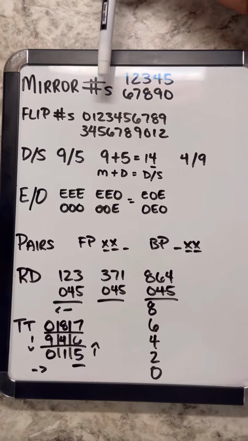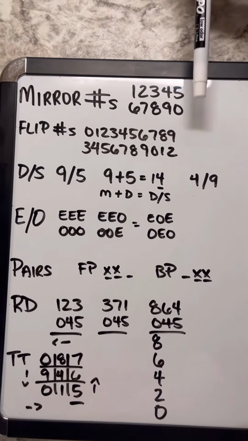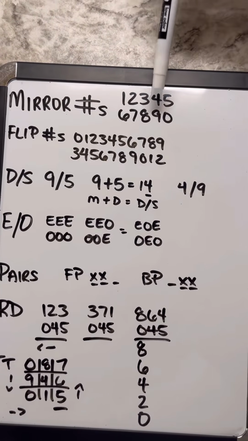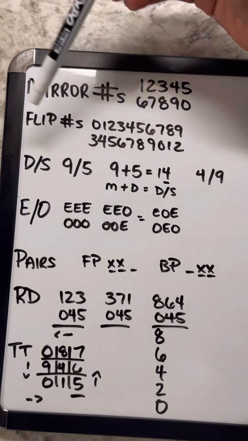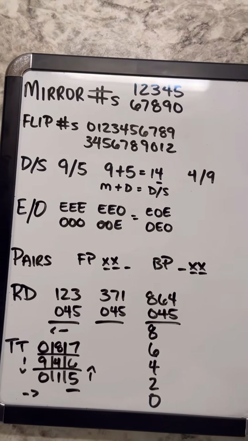So we got the mirror numbers. The mirror numbers are 1 through 5, and you add 5 to each of these numbers. So whenever I say use your mirror numbers, this is what I'm saying. Use these numbers right here. Next, we got the flip numbers. The flip numbers are 0 through 9, and you add 3 to each of these numbers, right?